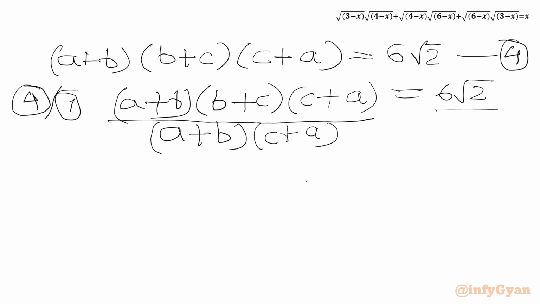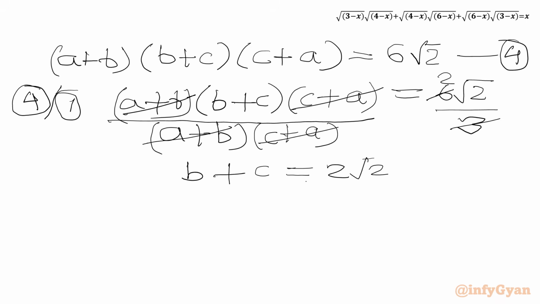And in RHS we have to divide by 3. Now we can cancel A plus B from numerator and denominator, C plus A from numerator and denominator. 6 over 3 is 2. So we are going to get here B plus C value. It is 2 square root 2. Let's say this is fifth equation.